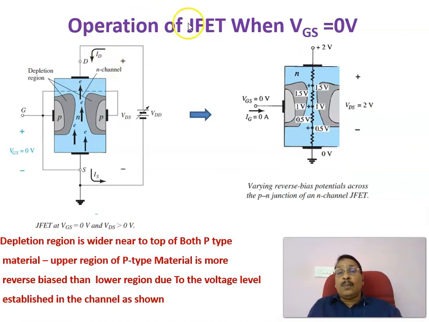Now let us see the operation of the junction field effect transistor when gate to source voltage VGS equals 0. Here this is the gate terminal and this is the source terminal. VGS equal to 0 means you are shorting the gate terminal with the source terminal. And the voltage between drain and source is applied with the positive terminal connected to the drain and the negative terminal connected to the source.